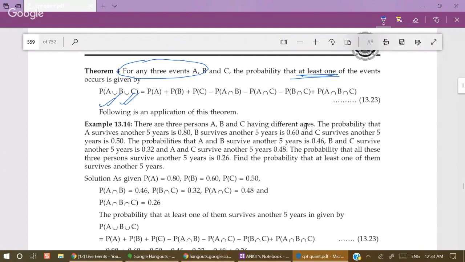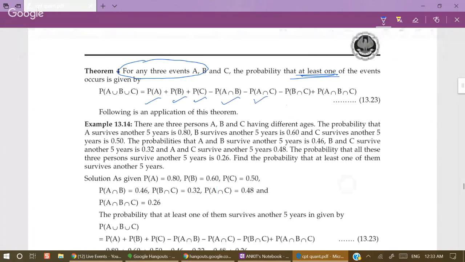So P(A union B), we knew the formula. When there are three, then the formula is like this: P(A) plus P(B) plus P(C) minus this one, then again minus, and then plus. Singles we have to add, doubles we have to subtract, and all three together we have to add again. This is the formula, and this is the memorizing technique also.